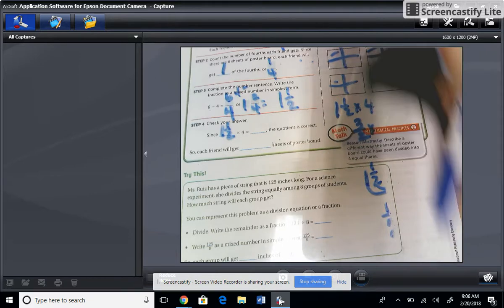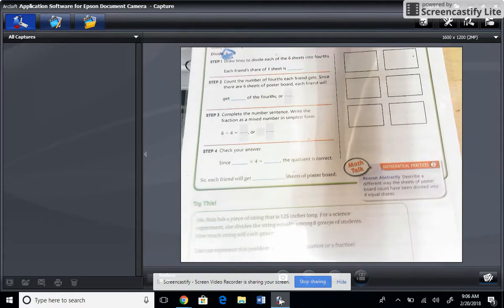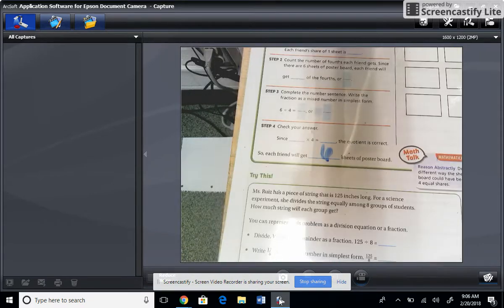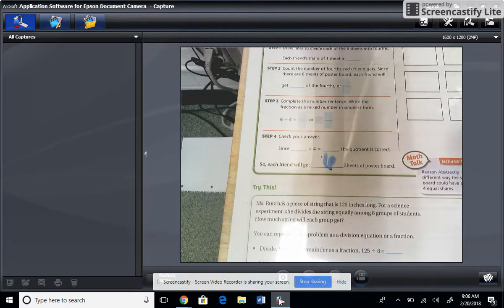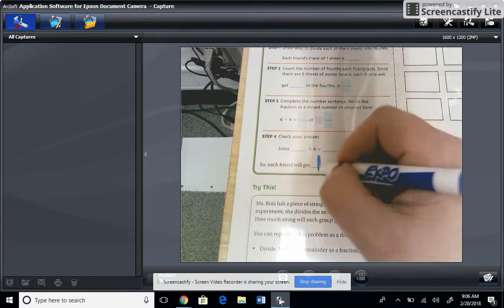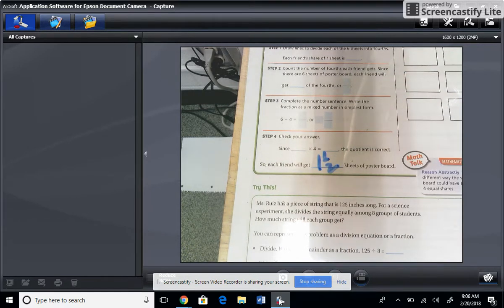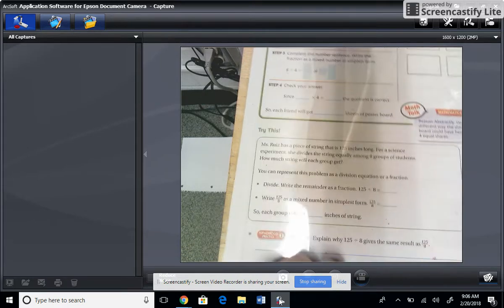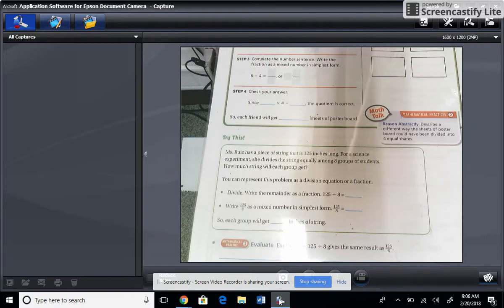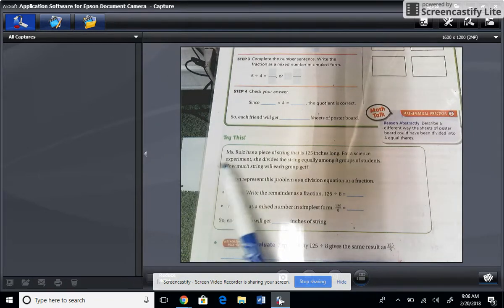All right, so let's try this. We've got bigger numbers. Does that matter to us? No. Ms. Rizos has a piece of string that is 125 inches long. For a science experiment, she divided the string equally among 8 groups of students. How much string did each one get? Okay, so write the remainder as a fraction.